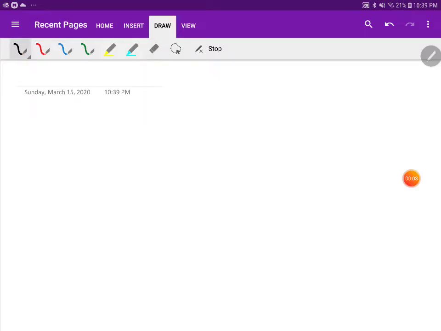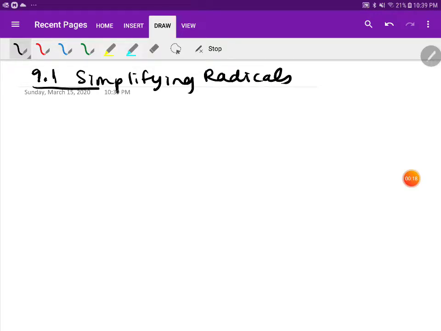Okay, so this is 9.1 again. Okay, so 9.1. And 9.1 is about, it's called, the major chapter is called Simplifying or Working with Radicals, something like that. There's just a lot in this section.